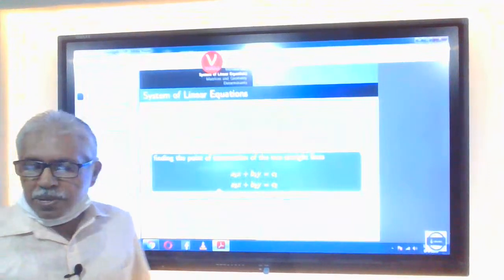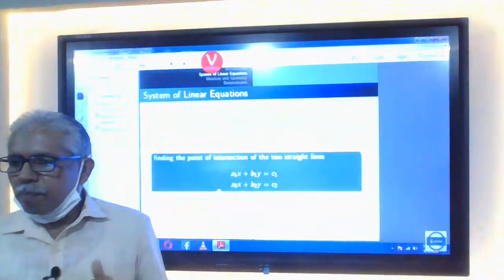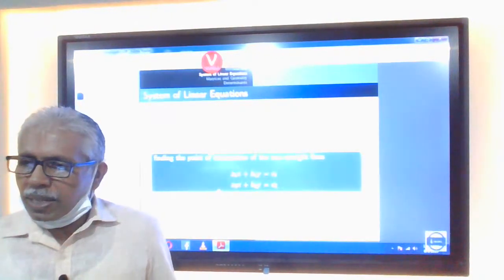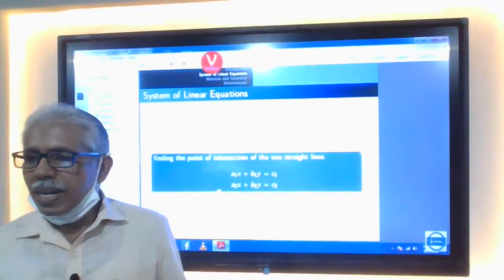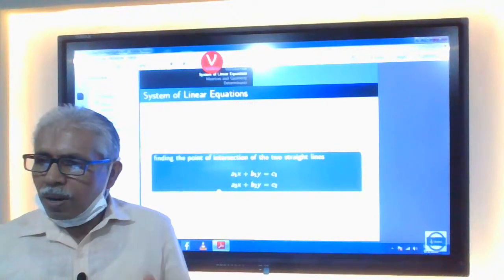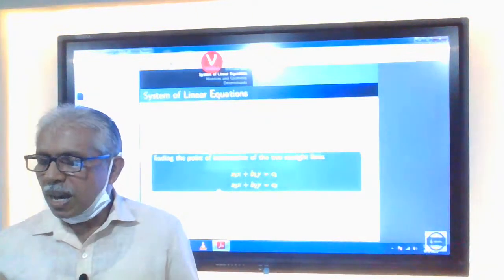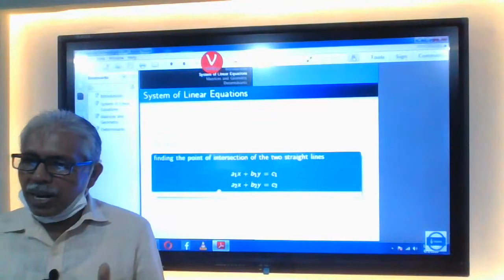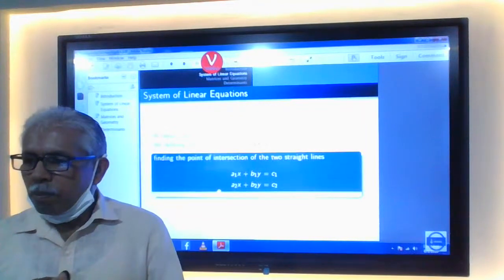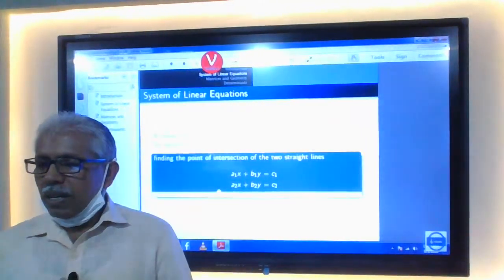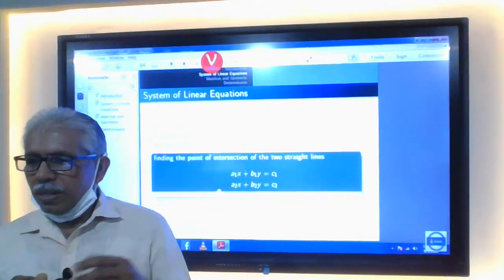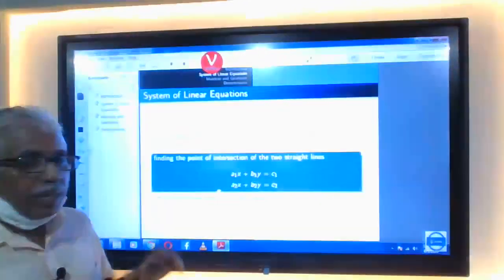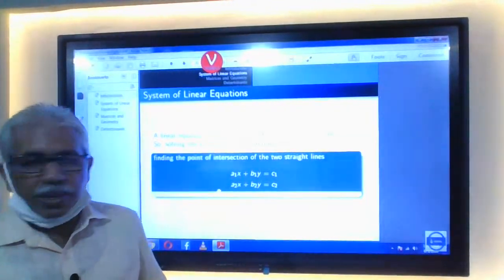When you draw two straight lines on a plane, there are three possibilities. Either the two straight lines will intersect, or the two straight lines coincide, or the two straight lines will be parallel and they won't have any common points. We have studied these three cases separately in the system of linear equations. Still, these are geometrical implications.